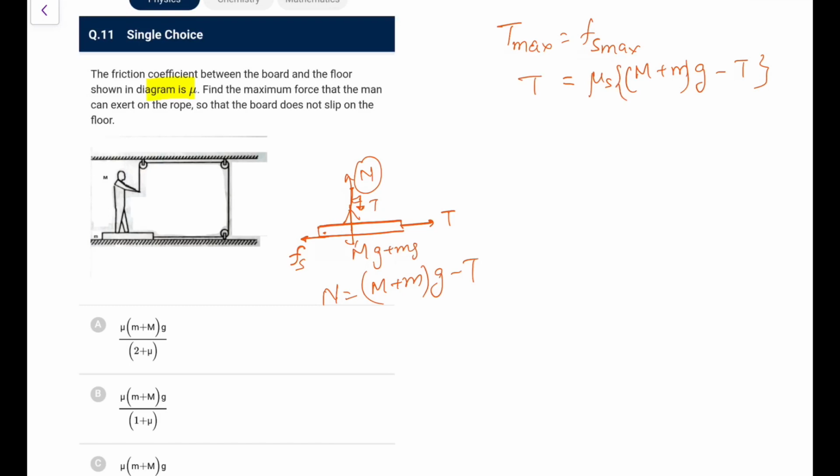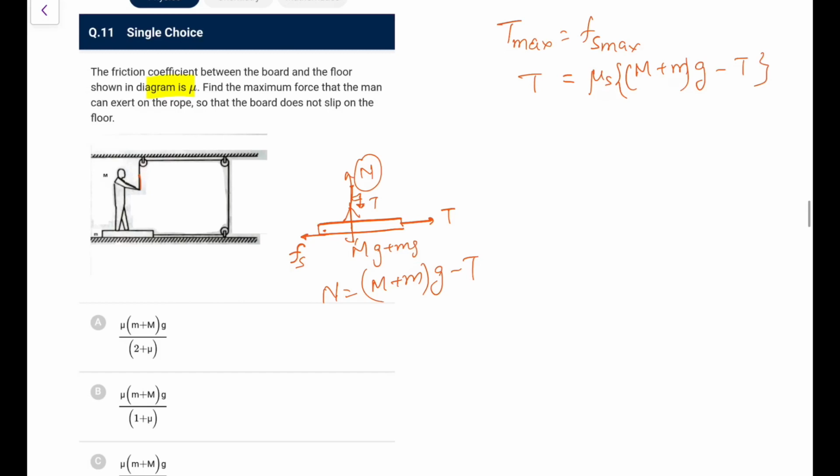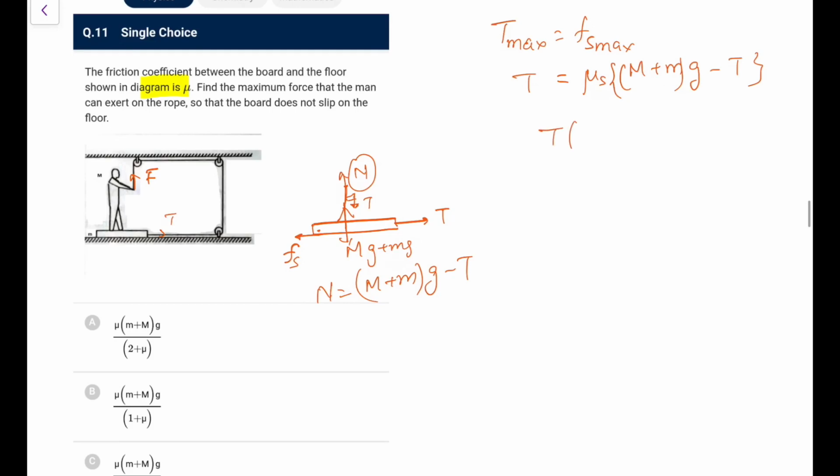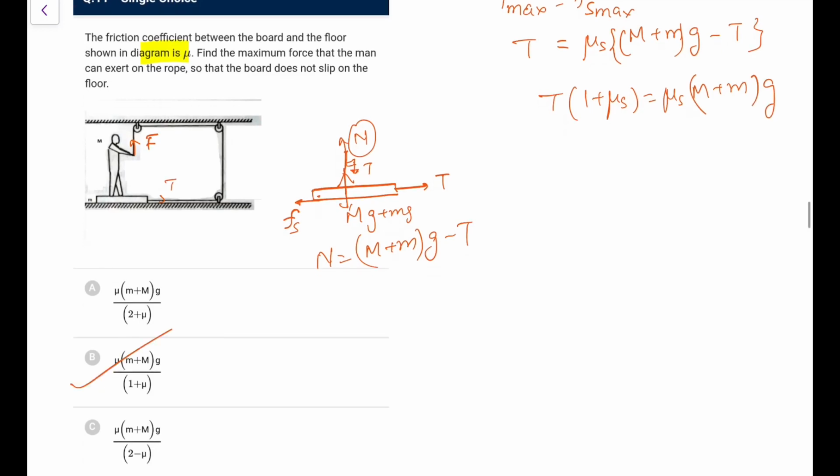So now this is T again, I write it. The force it generates is equal to the tension, so F is equal to T. So I'm writing it as T only. So T(1 plus mu s) is equal to mu s (M plus m)g. Now the 1 plus mu s would go and divide. So go for option B. That seems to be the most appropriate one to me.